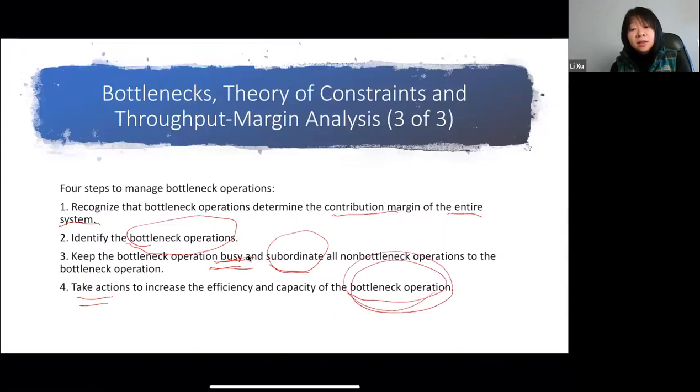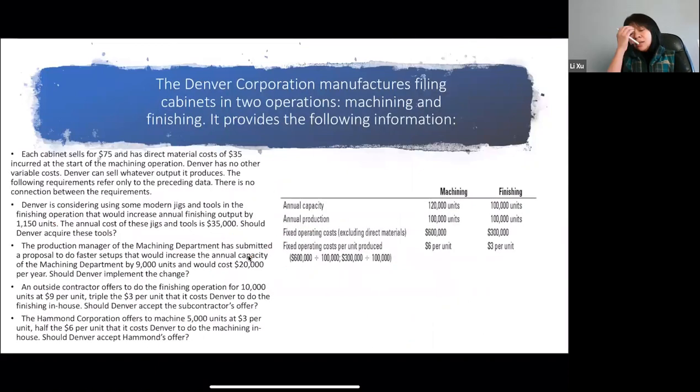These are very important. You may have many actions you can take to increase efficiency, but the key here is only the bottleneck operation, because if you increase the efficiency of other departments that are not a bottleneck, it will not increase the contribution margin of the entire system, because whatever you have will still be stuck at the bottleneck operation. Okay. All right. So let's take a look at the example. This example is also in your study notes. Okay.